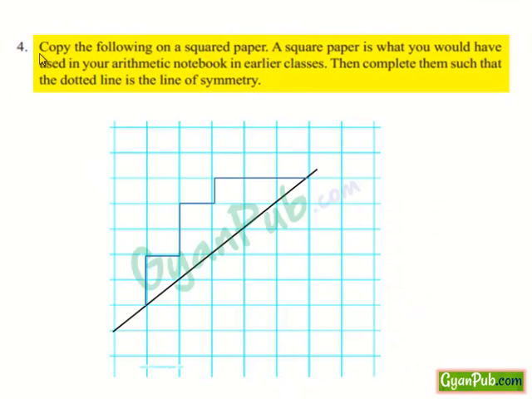The given question is, copy the following on a squared paper. A squared paper is what you would have used in your arithmetic notebook in earlier classes. Then complete them such that the dotted line is the line of symmetry. Here we have taken the dotted line as the black line, hence this is the line of symmetry, and they have asked in the question, complete the closed figure.